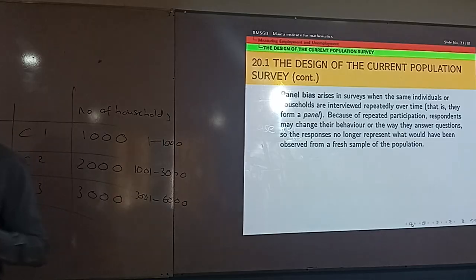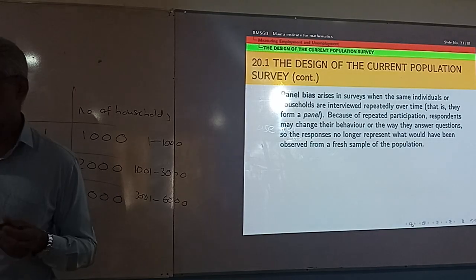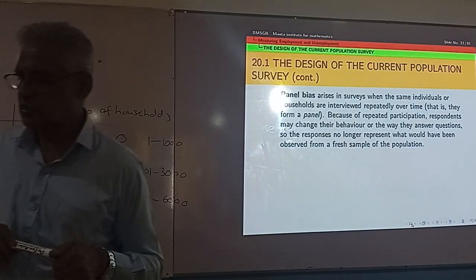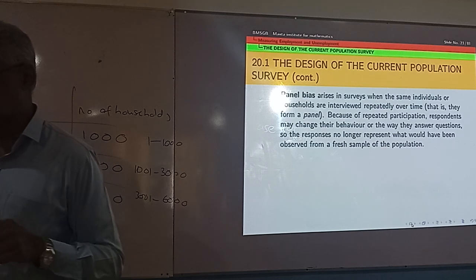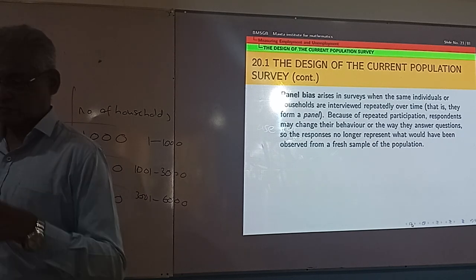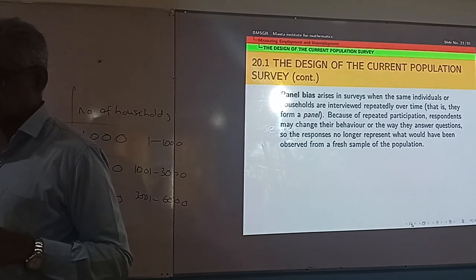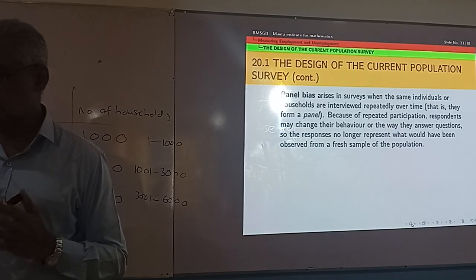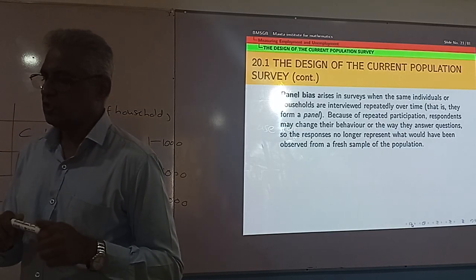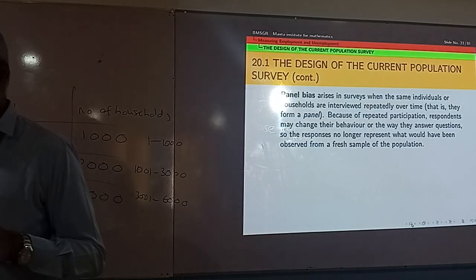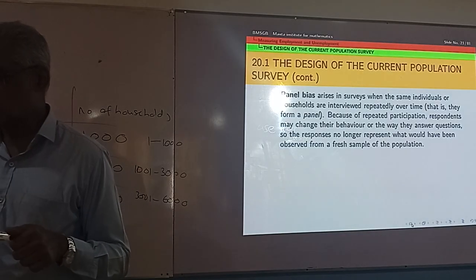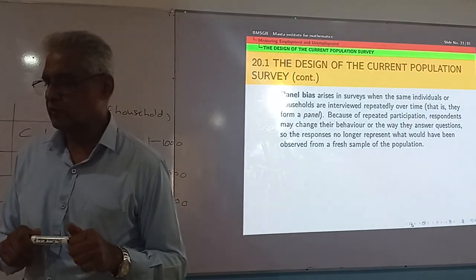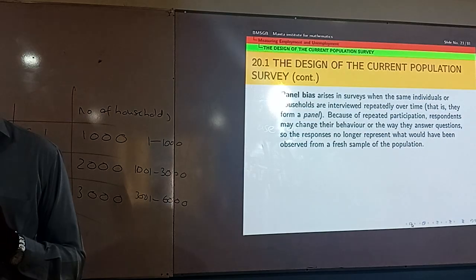Right. So panel bias arises in surveys when the same individuals or households are interviewed repeatedly over time. So this is called a panel. Because of repeated participation, respondents may change their behavior or the way they answer questions. So the responses no longer represent what would have been observed from a fresh sample of the population.